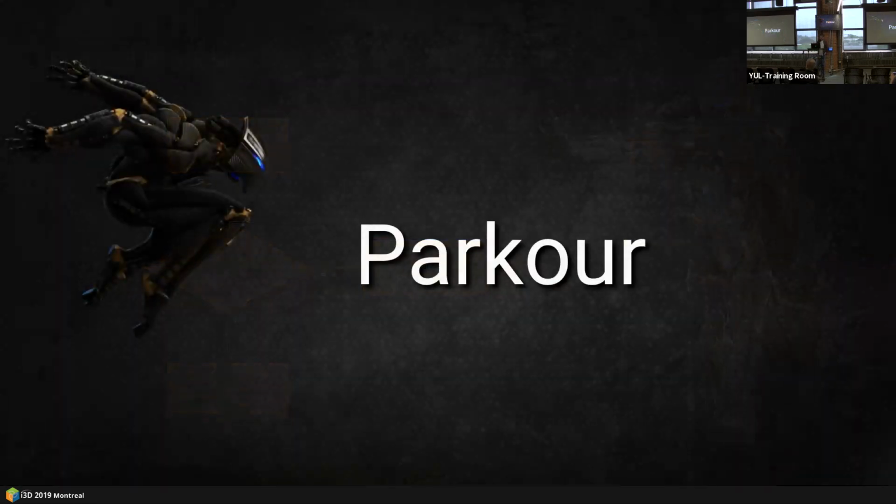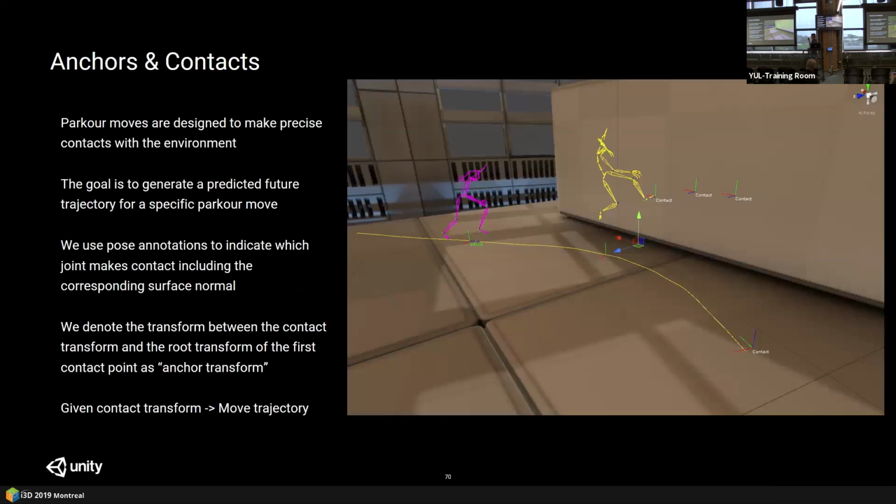So how does parkour work? Parkour was designed such that it's basically different moves, and they are one-offs. I cannot interrupt them, and they are anchored in the world. So if I perform a wall run, in this case, this particular wall run has 3 contacts with that wall, and I want the feet to make exact contact.